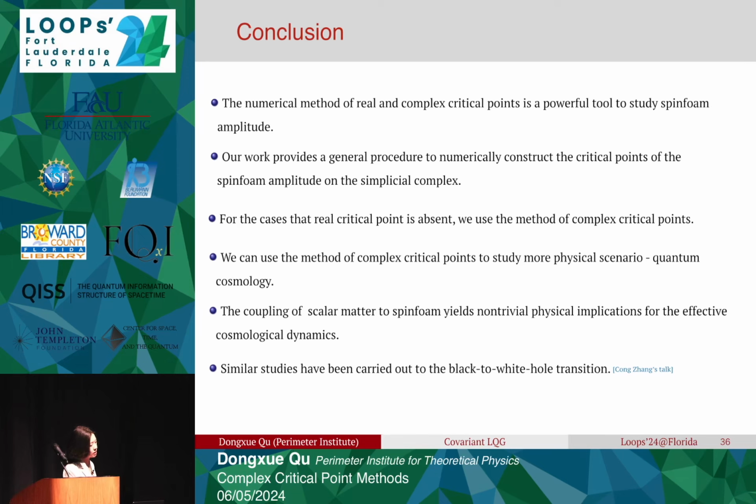So in the end, this is the conclusion. We have the numerical method of real and complex critical point, which provides us a powerful tool to study the spin-form amplitude. And our work also provides a general procedure to numerically construct the boundary data and compute the critical point. And for the case where the real critical point is absent, we have the method of complex critical point. And we can use the complex critical point method to study most physical scenarios like quantum cosmology, and the coupling of the scalar matter to the spin form yields non-trivial physical implication for the effective cosmological dynamics. And in the end, actually, a similar study has been carried out for the black hole to white hole transitions, and I think Cong will introduce it on Tuesday.